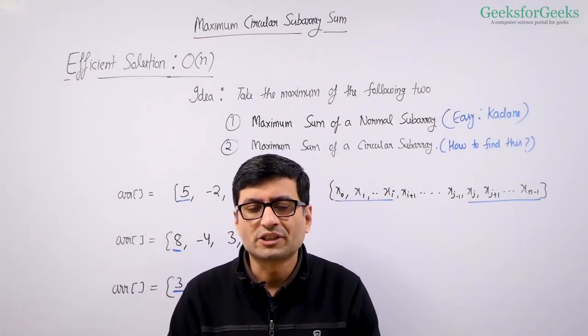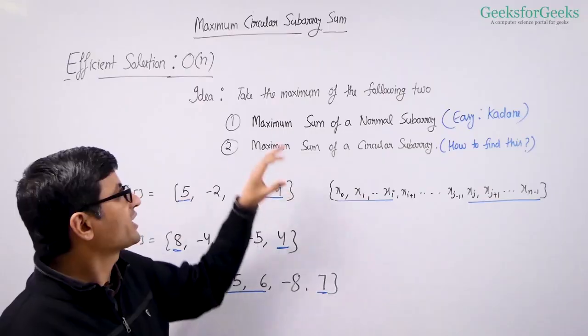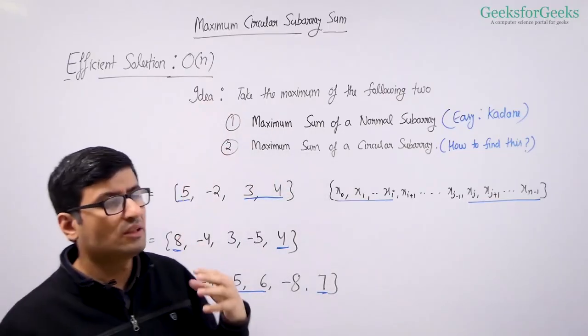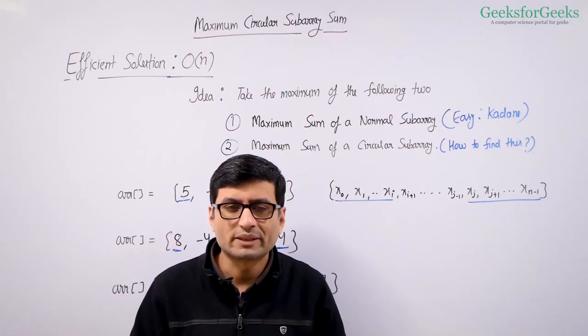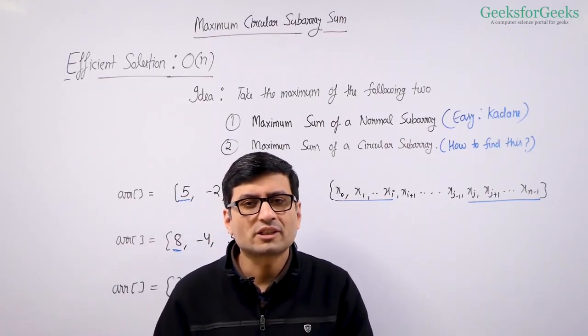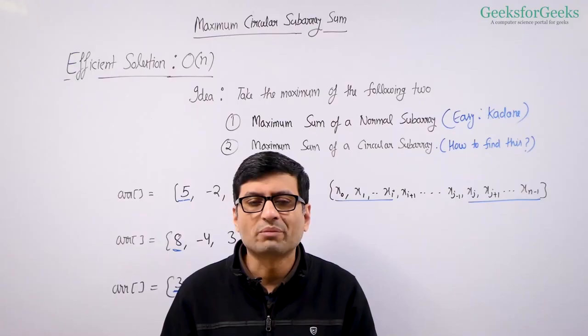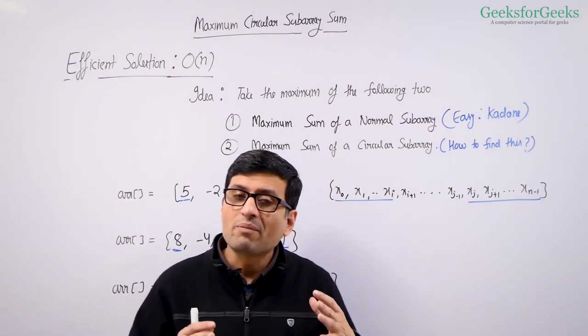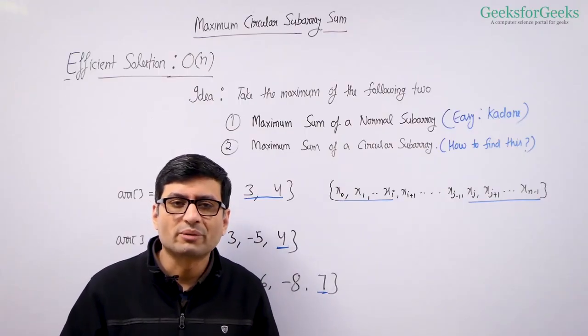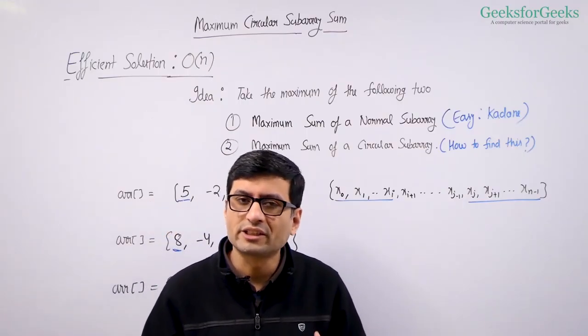The idea of this efficient solution is to find the maximum of these two values. The first value is the maximum sum of a normal subarray. Normal subarray means a subarray which is not obtained by connecting the last element to the first element, right? And the maximum sum of a normal subarray can be computed using Kadane's algorithm.